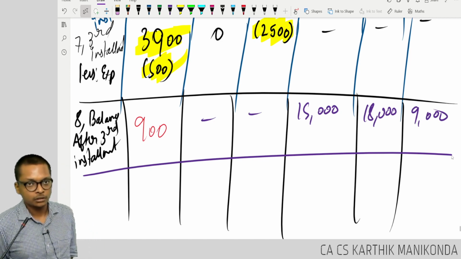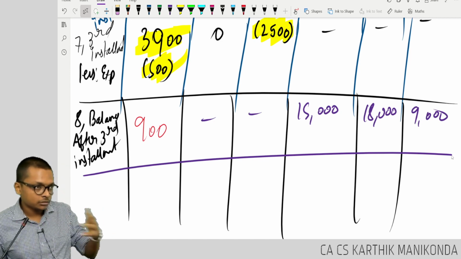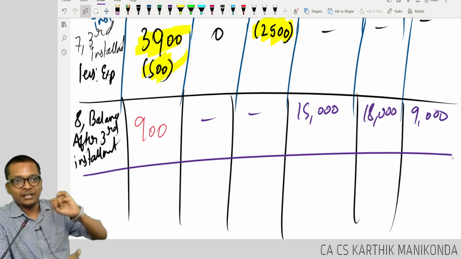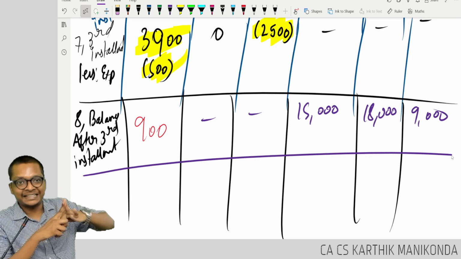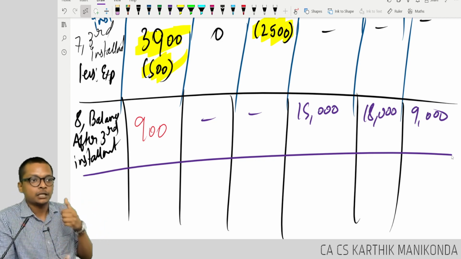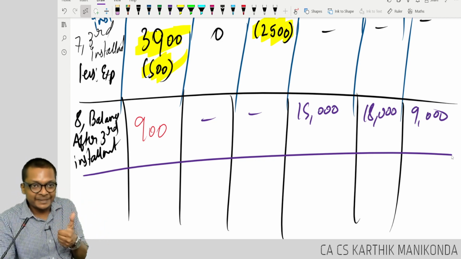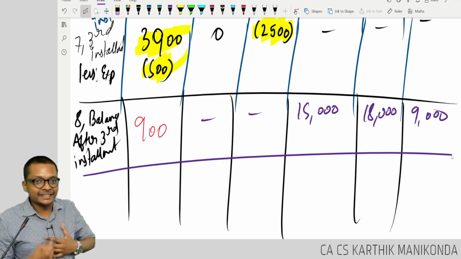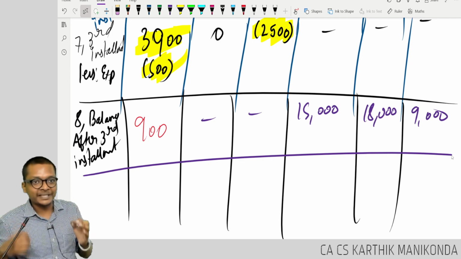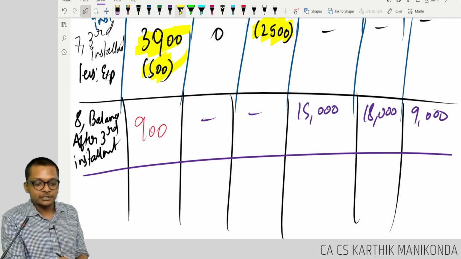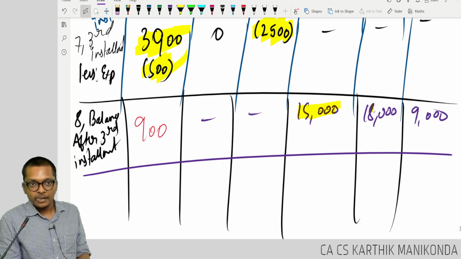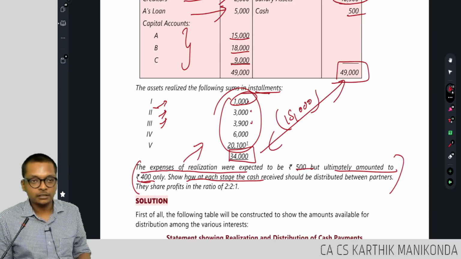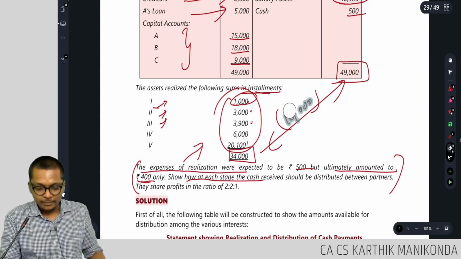Really sure understood? What is the meaning of this? After paying all the expenses and creditors, liabilities, let me repeat. After paying all the expenses and liabilities including creditors, etc., I am left with 900 rupees. But partners want how much? 15,000, 18,000, 9,000. This is after which installment? Third installment.